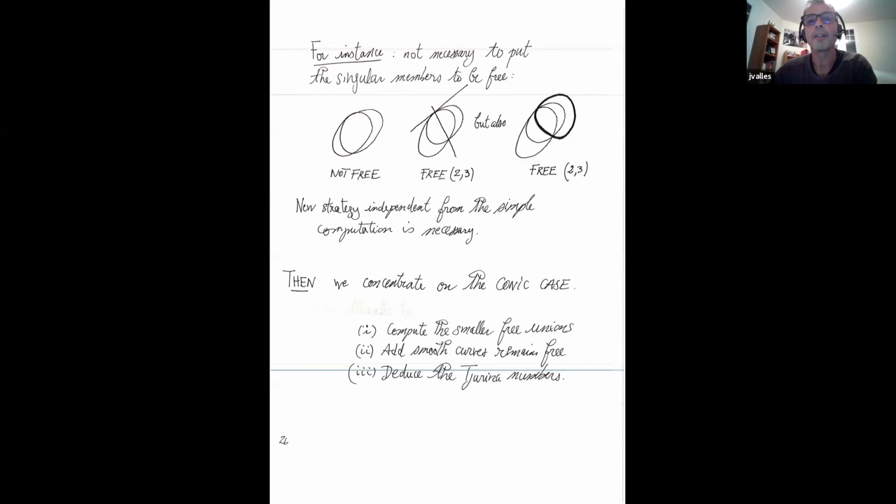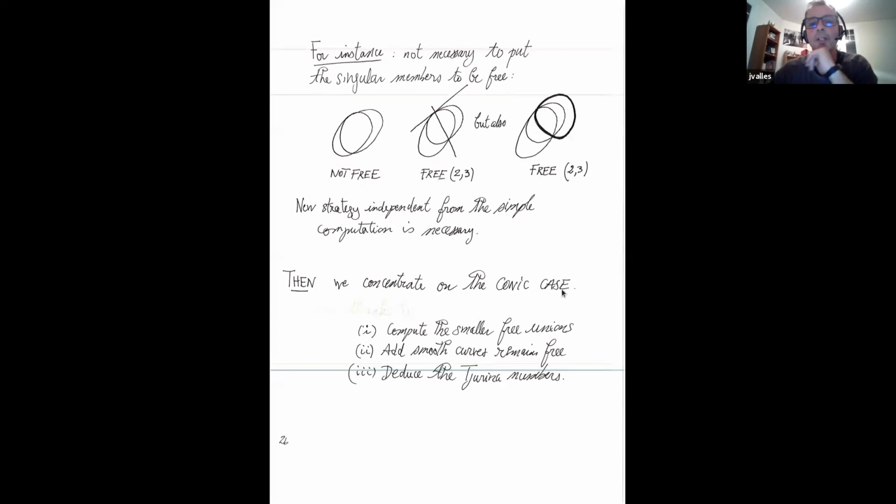But if you take three osculating conics in the pencil, smooth ones, it is also free. And you do not need to add the singular member to get the freeness. And this is because of the Tjurina number attained here. So we need a new strategy, and I'll explain next day this new strategy.